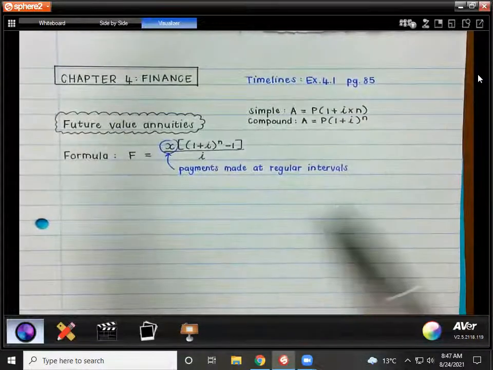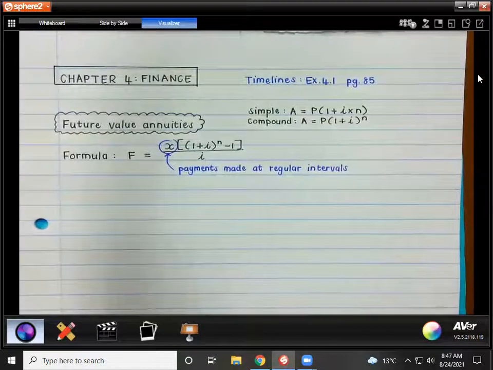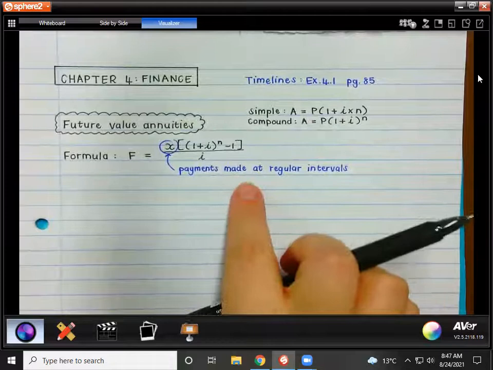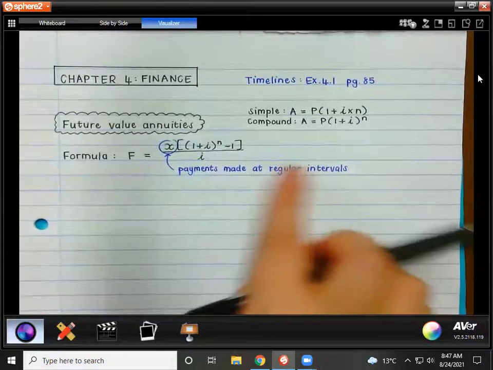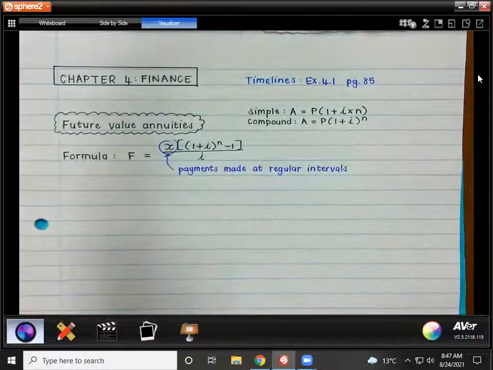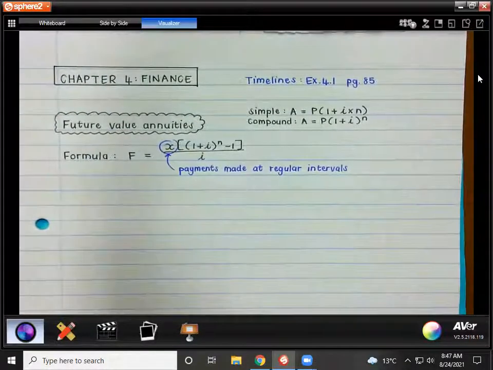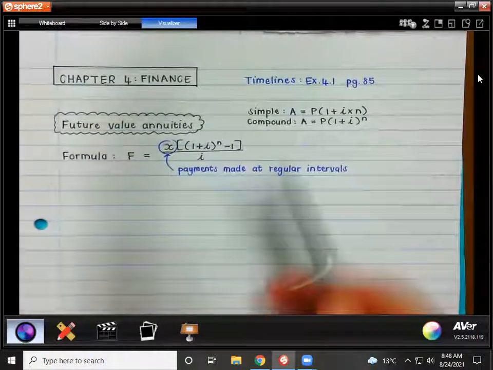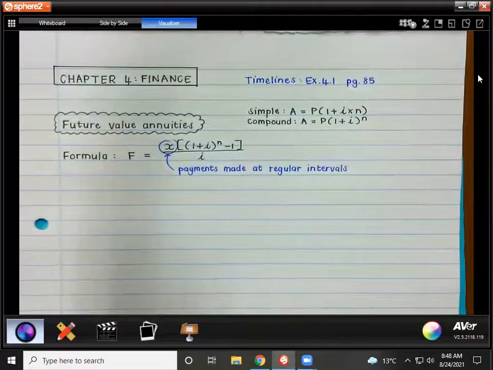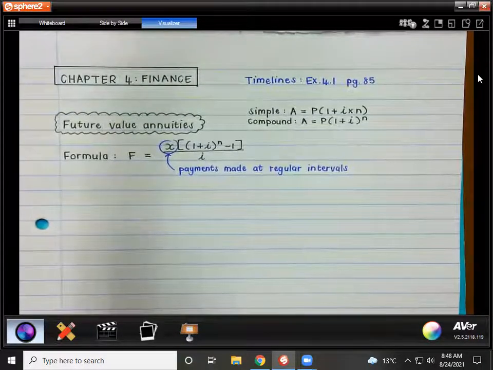When it's regular intervals, so every month, every 2 months, every quarter, every half a year, all right? If it's fixed amounts that are going into that account at regular intervals, then we're going to use this formula. Another example of this is like a pension fund, all right? Every month, some of my salary gets deducted and it goes into my pension fund. So this is the formula that would be used to calculate how much money is in there at the end.